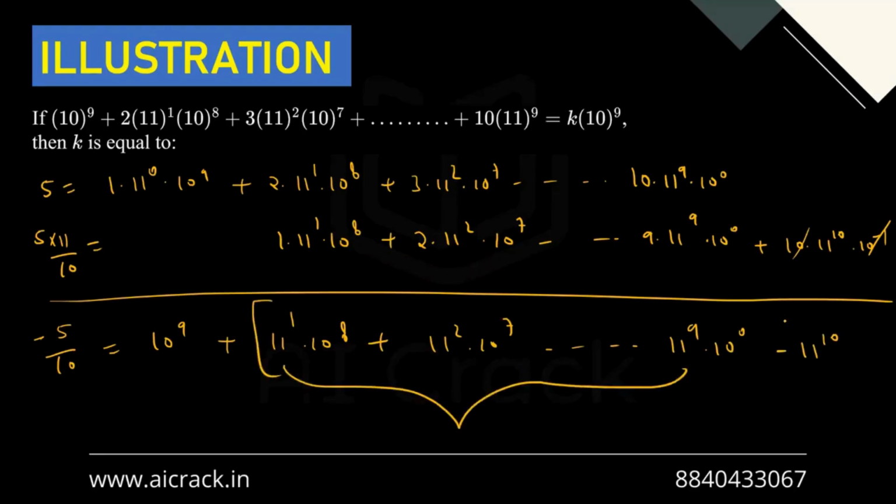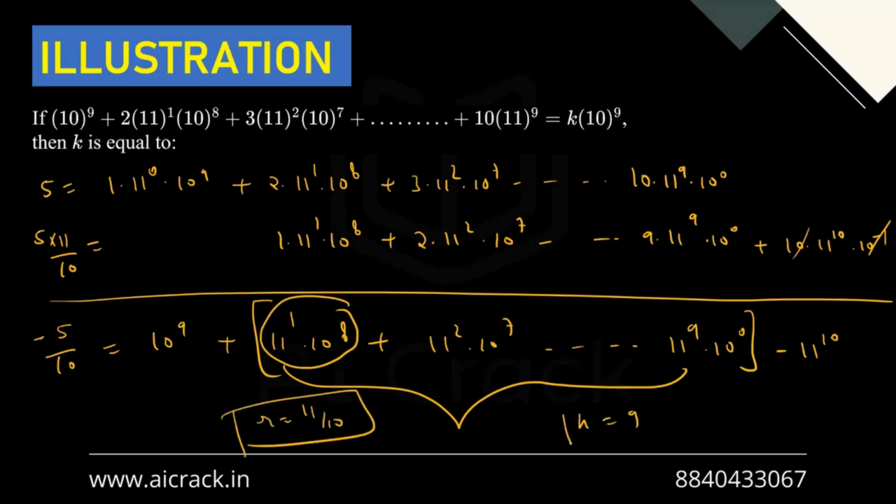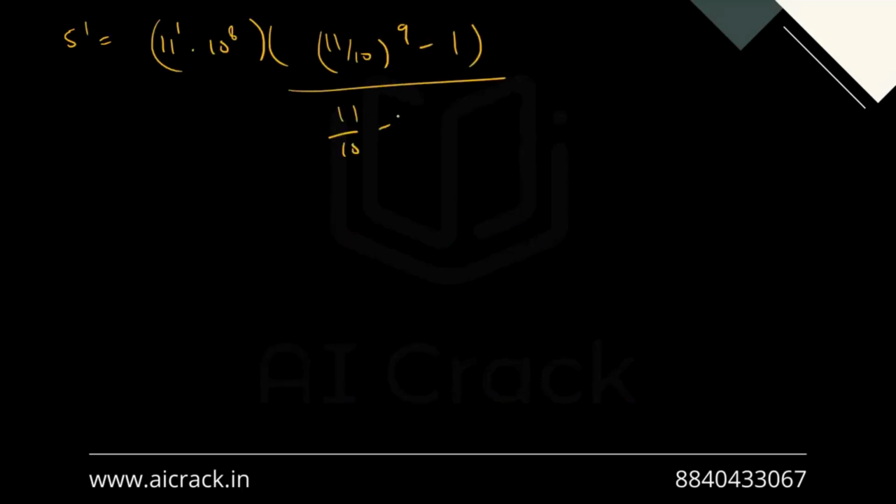Let's first find out the summation of this particular GP, right? So over here, this is the first term. Common ratio is 11 by 10, and number of terms equals 9, right? So let's find out the summation, that is S dash. S dash comes out to be first term, that is 11 raised power 1 dot 10 raised power 8, multiplied by R, that is 11 by 10 raised power 9 minus 1, divided by 11 by 10 minus 1, right? This is the S dash.